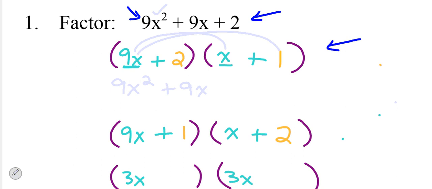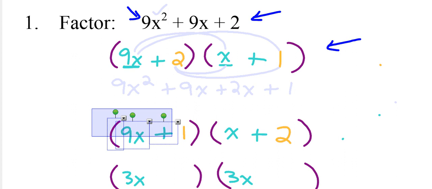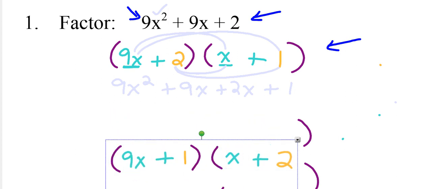Let's distribute the 2. 2 times x is 2x. 2 times 1 is 1. All right, now here's the deal. I'm going to have to move these down a little bit more. Move that down too. Okay, so here's the deal.